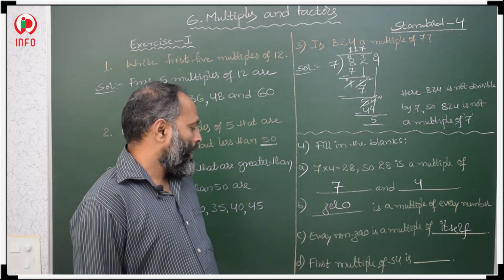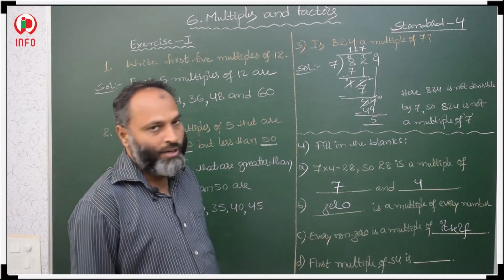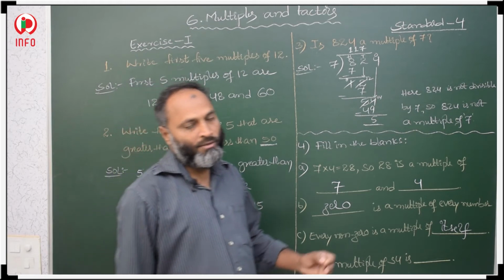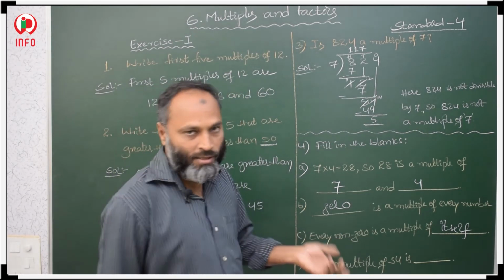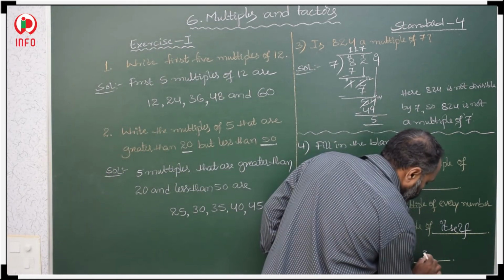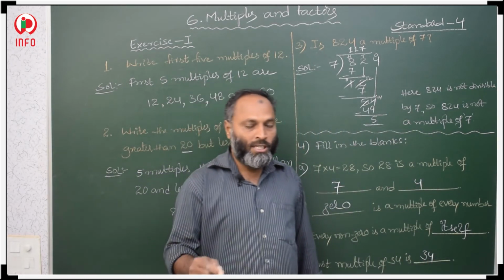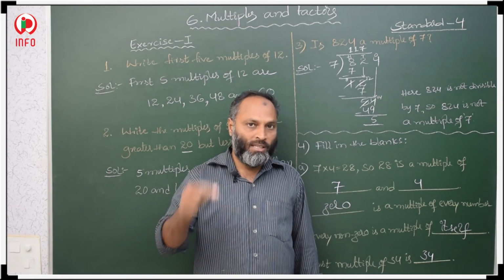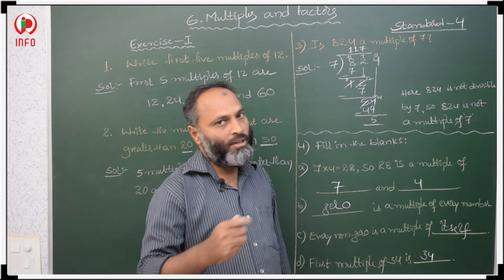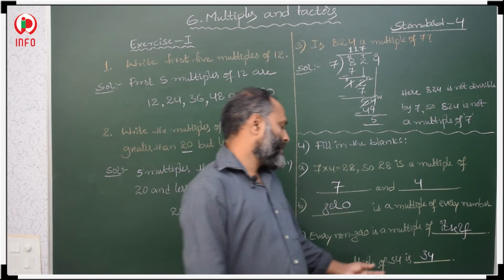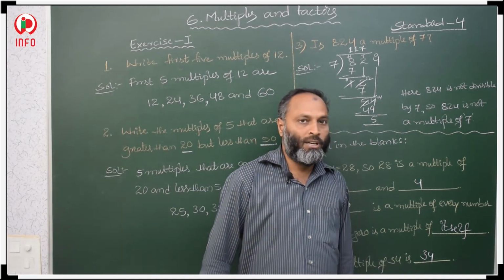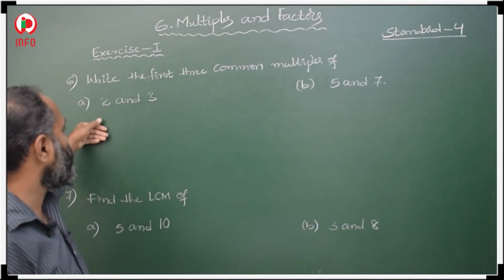So the first multiple of 34 is the number itself, that is 34 only. 34 ones are 34. The first multiple starts from ones are 34. So the first multiple of a number is the same number only. Here, the first multiple of 34 is 34 only. Okay students, next question, the sixth one.